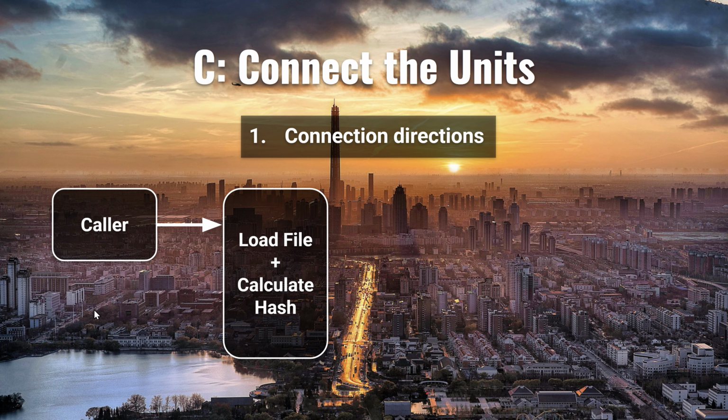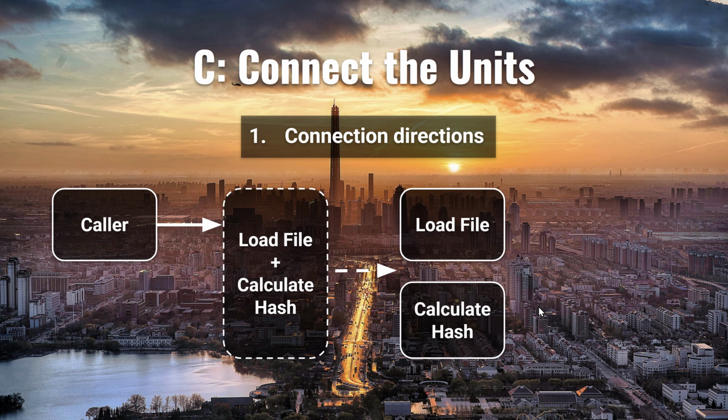Imagine that you have a caller class which calls another class here which loads a file and calculates a hash. Imagine then that we split this class up here into two classes where one of them is loading the file and the other one is calculating the hash from that file. In how many ways can we connect these resulting three units?